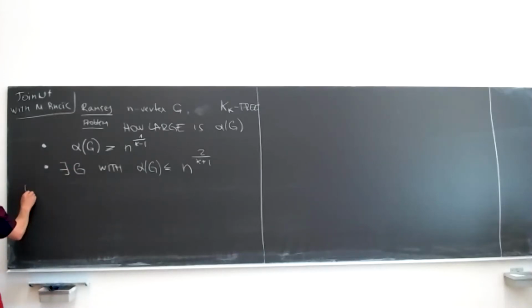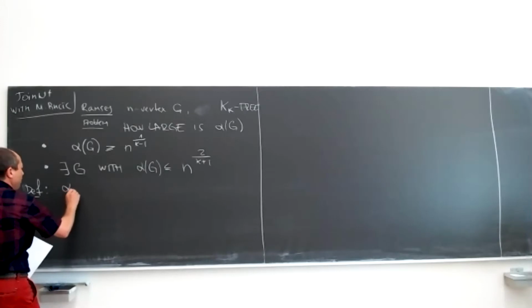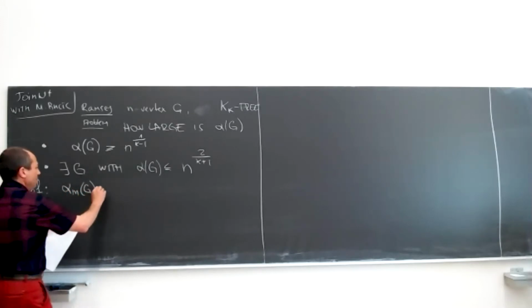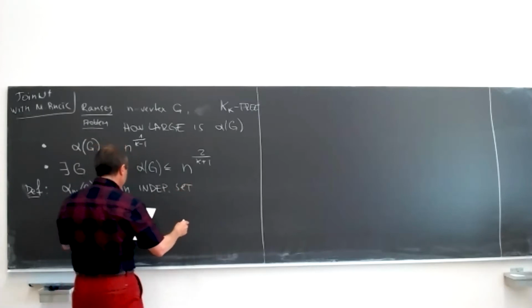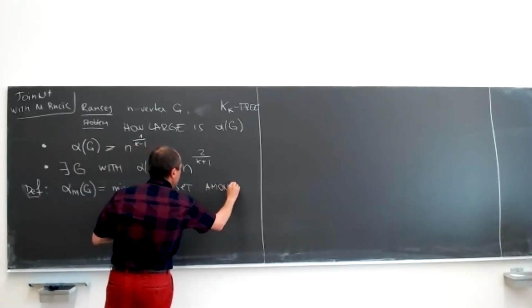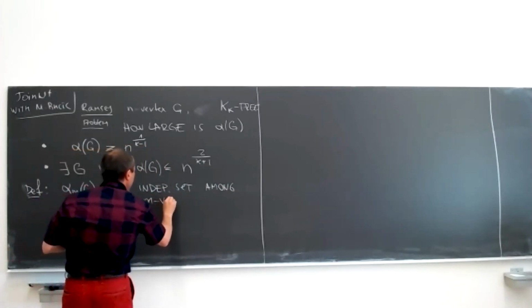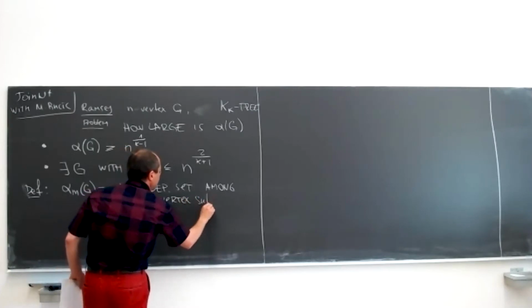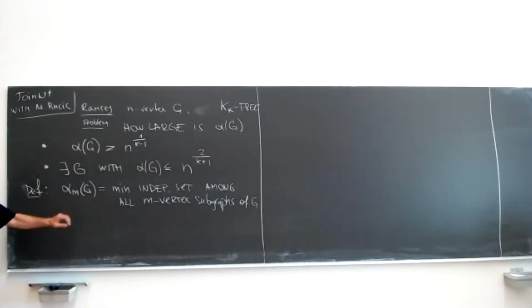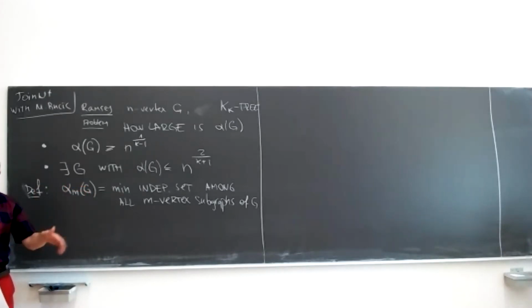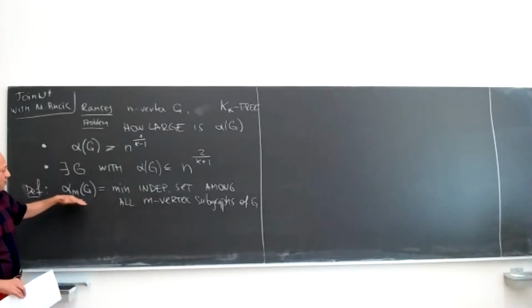So I want to ask a more general question, but before I ask the more general question, let me give you a definition. Let me denote by alpha_m(G) the minimal independence number among all m-vertex subgraphs of G. Again, it's very clear what it means. You go over all m-subsets of your graph, and for every subset you find the largest independent set, and then you take the minimum over all subsets, right? You say, what is the worst subgraph of your graph which has m vertices?